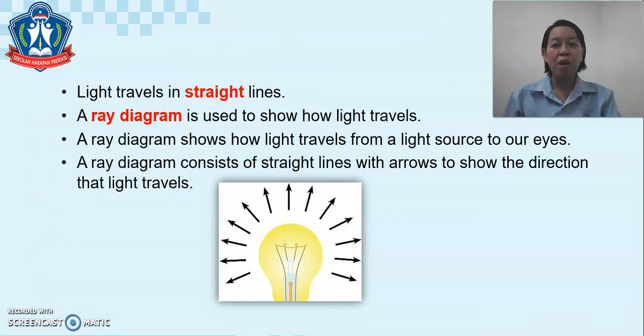A ray diagram is used to show how light travels. A ray diagram shows how light travels from a light source to our eyes. A ray diagram consists of straight lines with arrows to show the direction that light travels.